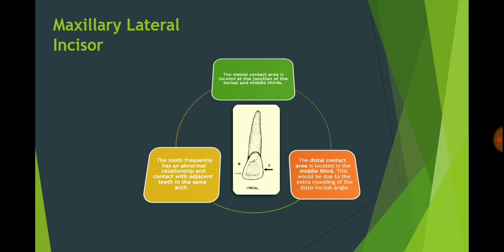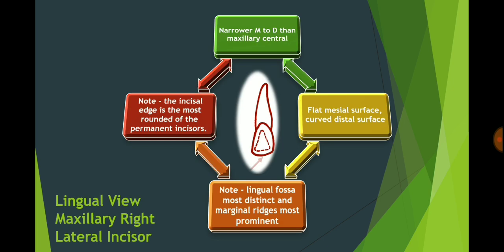And the tooth, meaning the lateral incisor, frequently has an abnormal relationship and contact with adjacent teeth in the same arch. Which tooth mostly has an abnormal relationship in the mouth with other teeth? It's the maxillary lateral incisor, okay?